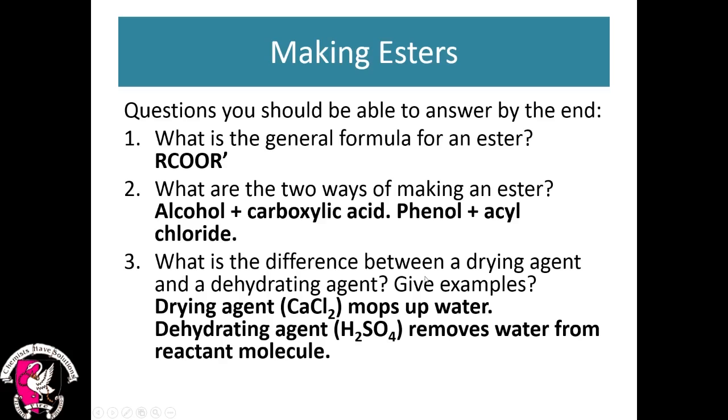And finally, what is the difference between a drying agent and a dehydrating agent? With examples, a drying agent, calcium chloride, mops up excess water, whereas a dehydrating agent, such as sulfuric acid, removes water molecules from the reactant molecule. It's an actual chemical reaction, and it gives us a new product.